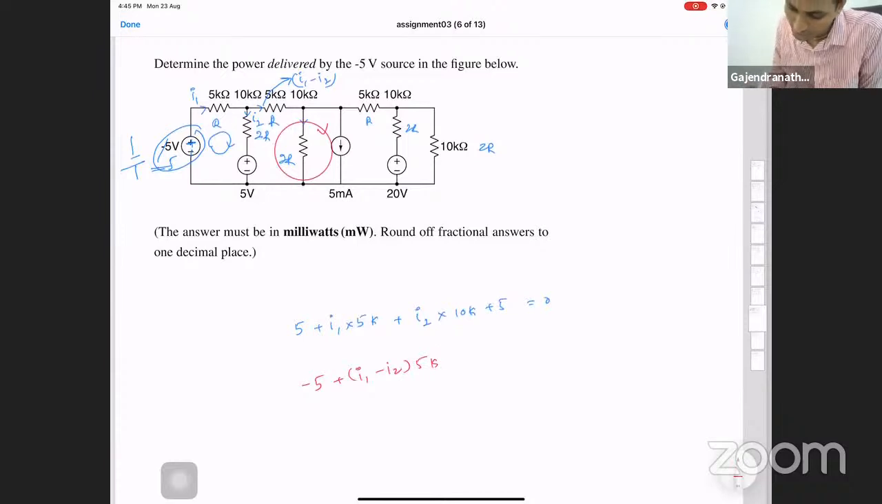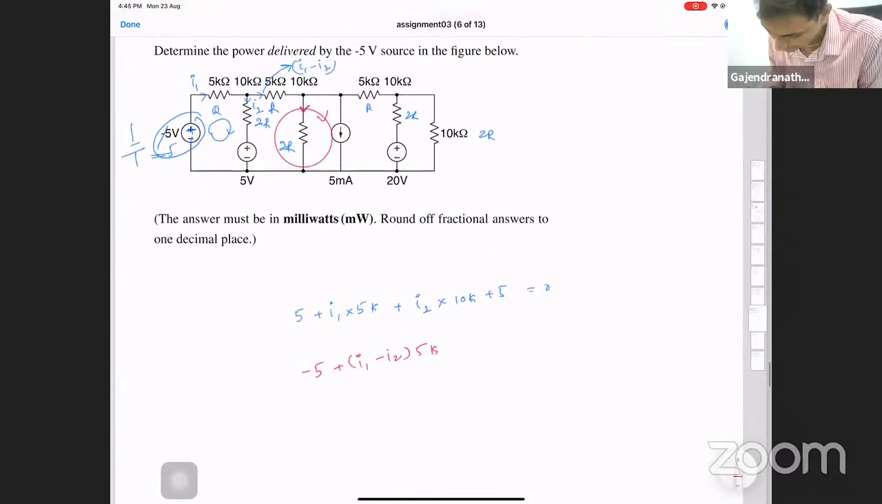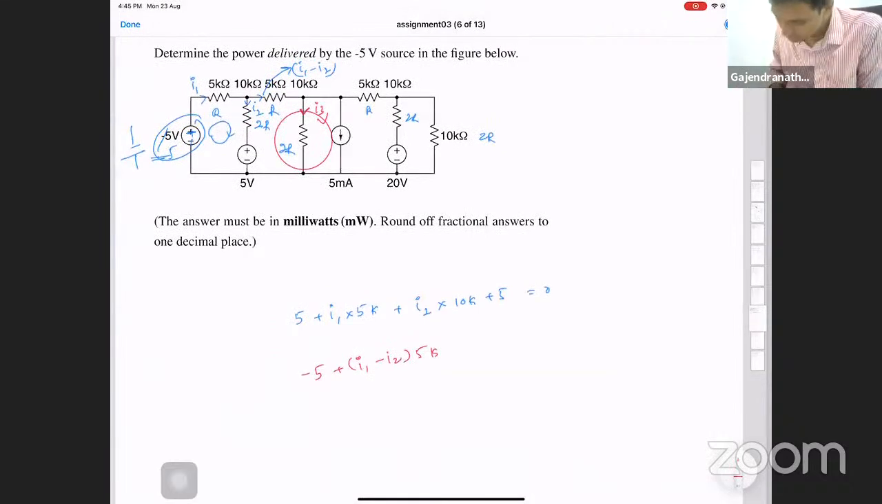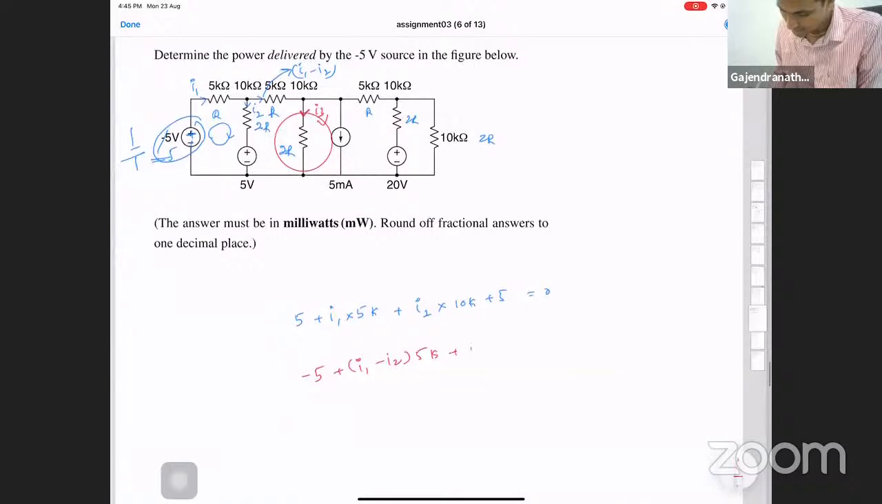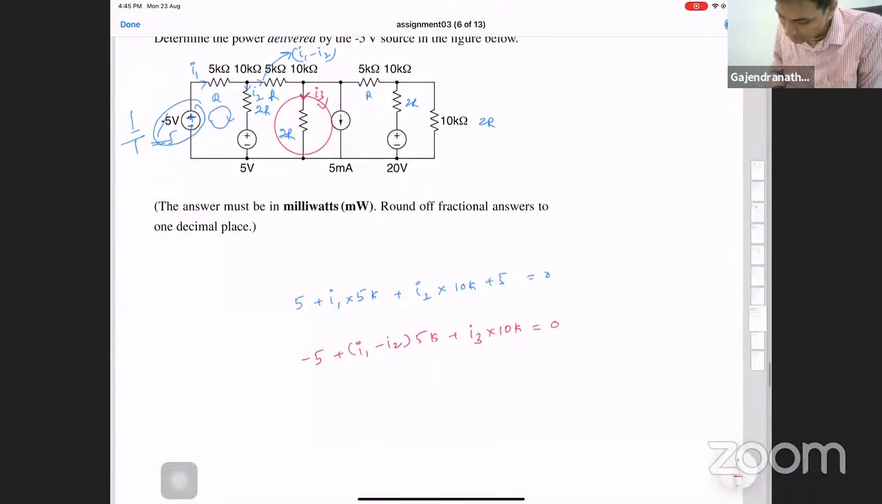And I don't know the voltage across that guy. Since I do not know the voltage across it, the current coming here is I1 minus I2, and what is the current going in this branch, I have to figure out. Let's call that some I3, which I don't know. So plus I3 times 10K is equal to 0. Now, I have two equations and three unknowns. It means I am forced to make another equation.